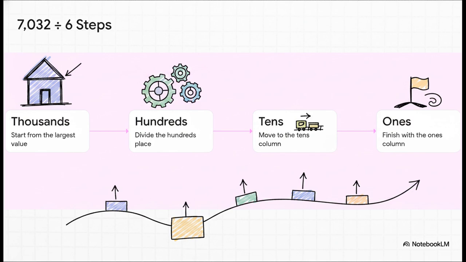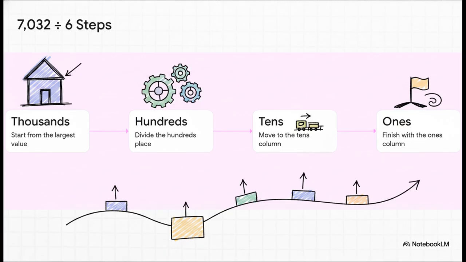Okay, on to section 3, learning place value division. As Susie and Sunita's business grows, naturally, so do their numbers. We're moving into the thousands now, which means we need a much stronger tool. When tackling a massive number like 7,032 divided by 6, it might look a little intimidating at first glance. But honestly, taking it step by step through the place values makes it totally manageable.